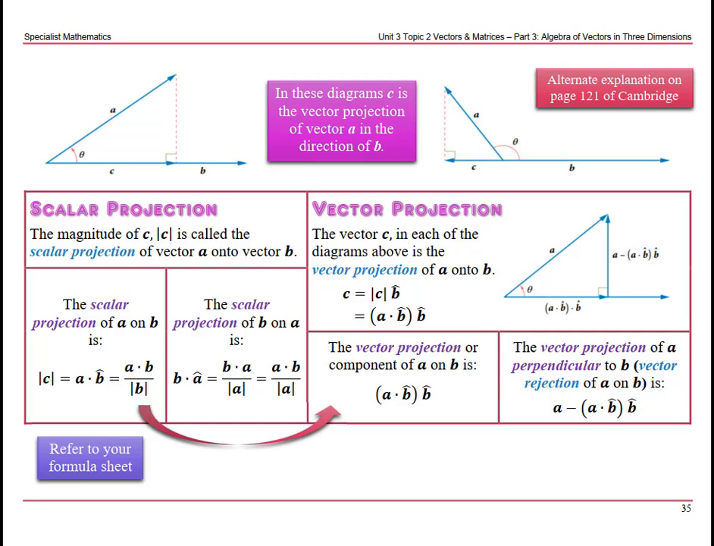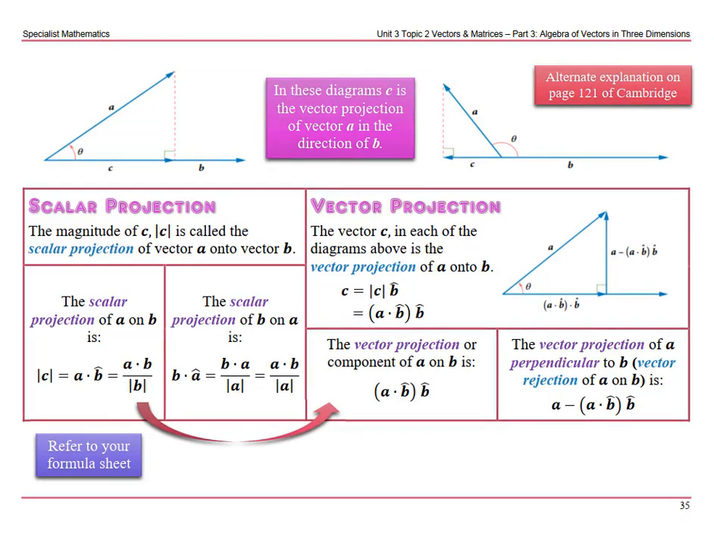This video looks at scalar and vector projections. Now I'm using the video that I created for Unit 3 just to save me a bit of time, and I thought about an alternate way of explaining it as opposed to your textbook. So up here where I have alternate explanation on page 121 of Cambridge, that's for Unit 3. In your Unit 1 textbook, you'll find that on page 157. So originally I went with Cambridge, but I've come up with a different way of explaining it which to me makes more sense. It also refers to the formula that you have on your formula sheet.